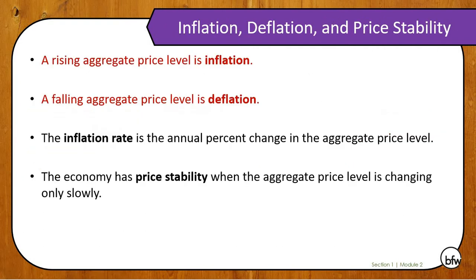Now, inflation, deflation, and price stability. A rising aggregate price level is inflation. Basically, things are getting more expensive. A falling aggregate price level is deflation. The opposite, things are getting cheaper over time.